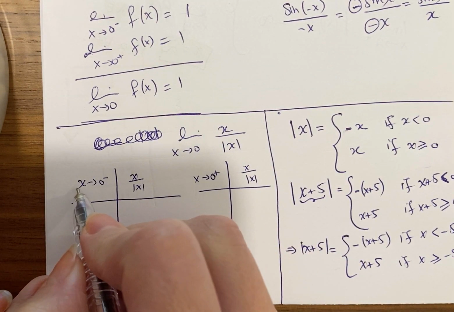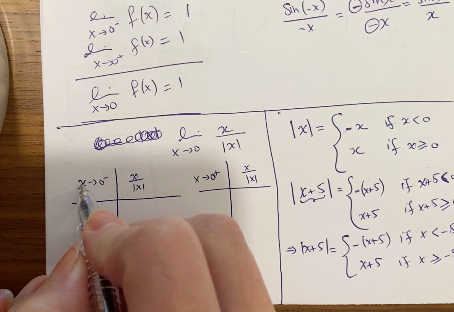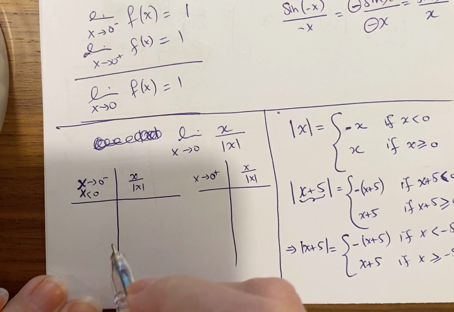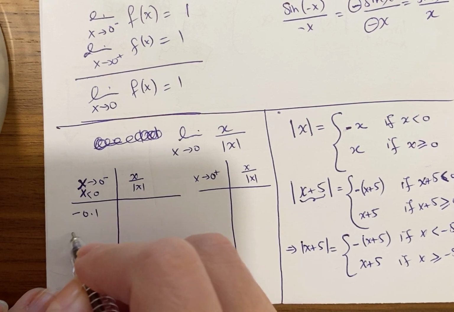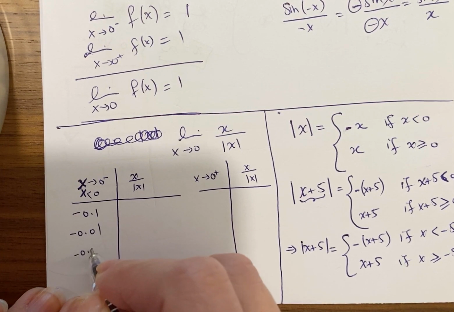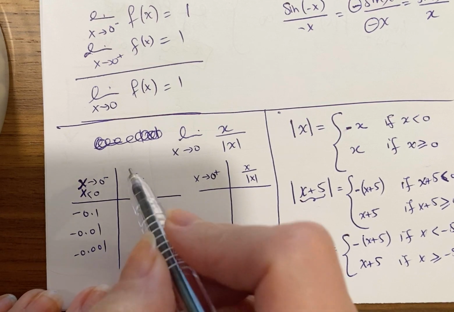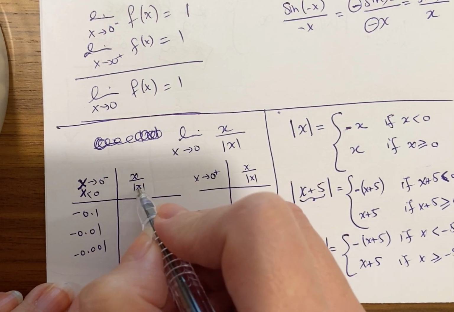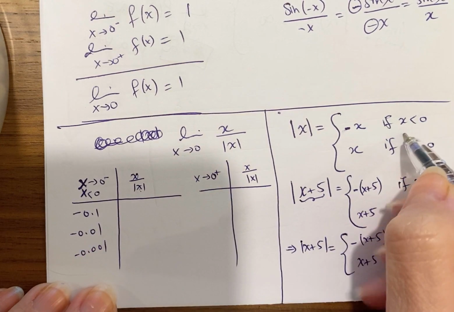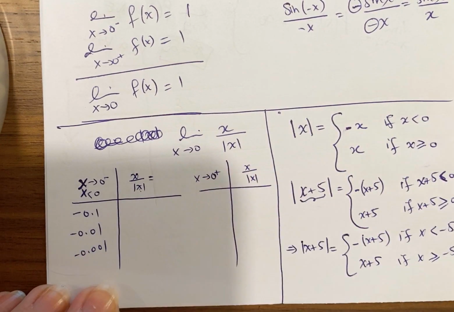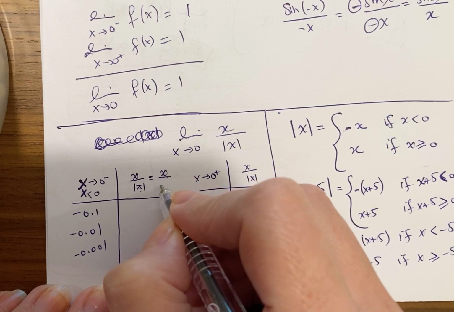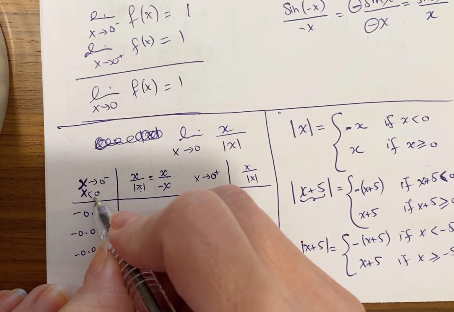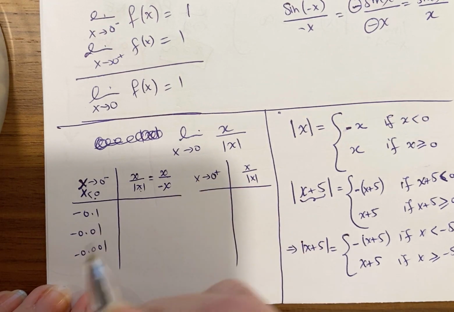See, when I'm at the limit of 0 from the left, what will happen? The values that I'm choosing will be less than 0, like minus 0.1, minus 0.01, minus 0.001, and so on. What will happen here when they are negative? The absolute value of x for values of x that are negative will be minus x. So if you want to simplify this, this will be x over minus x. And the x will cancel because we're not at 0. We're close to 0, but we're not at 0.